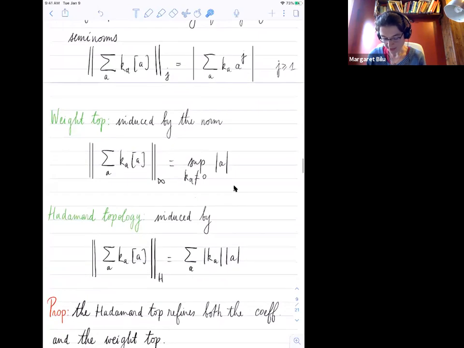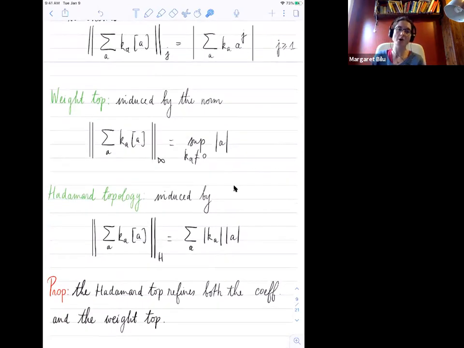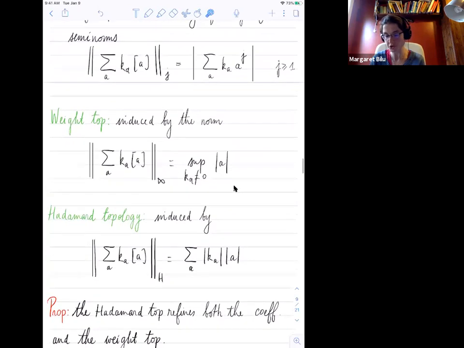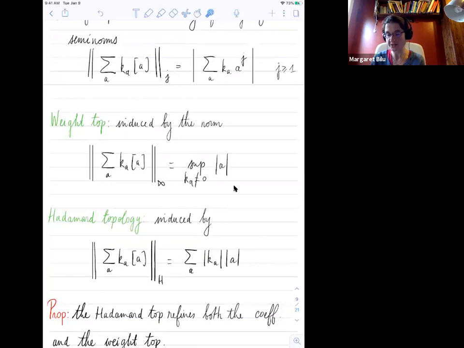And what I announced is that the Hadamard topology will refine both the coefficient and the weight topology. To see this, you just have to look at these seminorms and at this norm and see that this gives a finer topology.